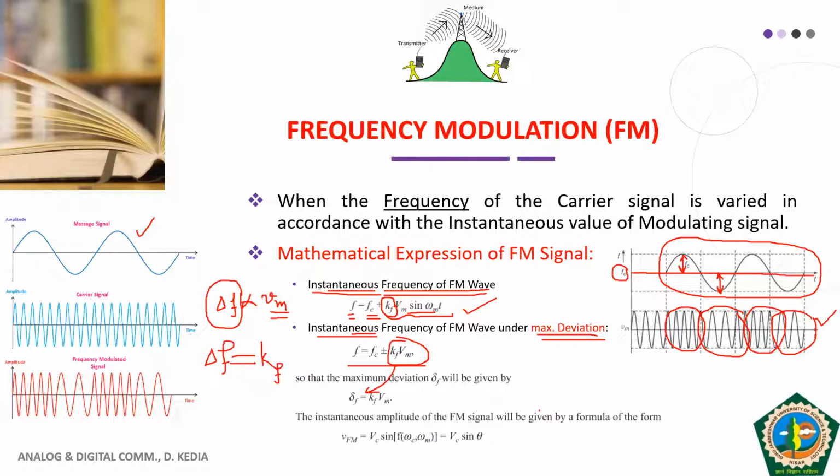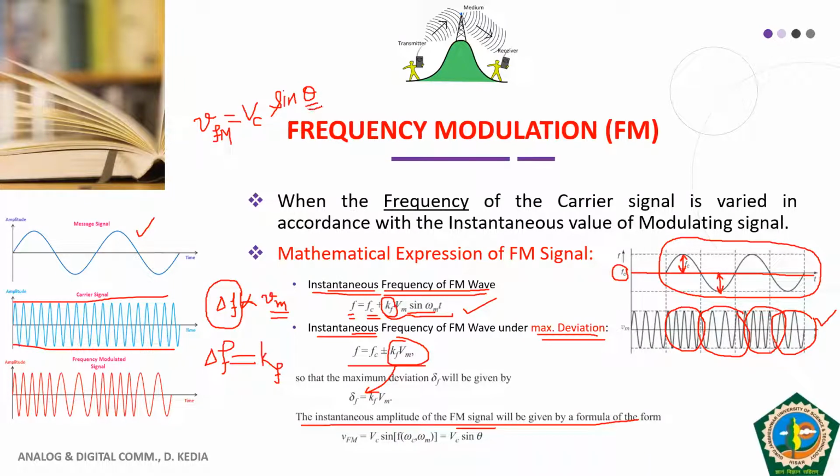Fine. And then what will be the instantaneous amplitude of the FM signal? We already know how we define a sine signal. Say your instantaneous value of the FM signal will be equal to the amplitude of the FM signal times the sine. And what is the amplitude of the FM signal? Same as that of the carrier. So that's why it becomes Vc. Okay, and then some sine theta. So vFM equals Vc sine theta.